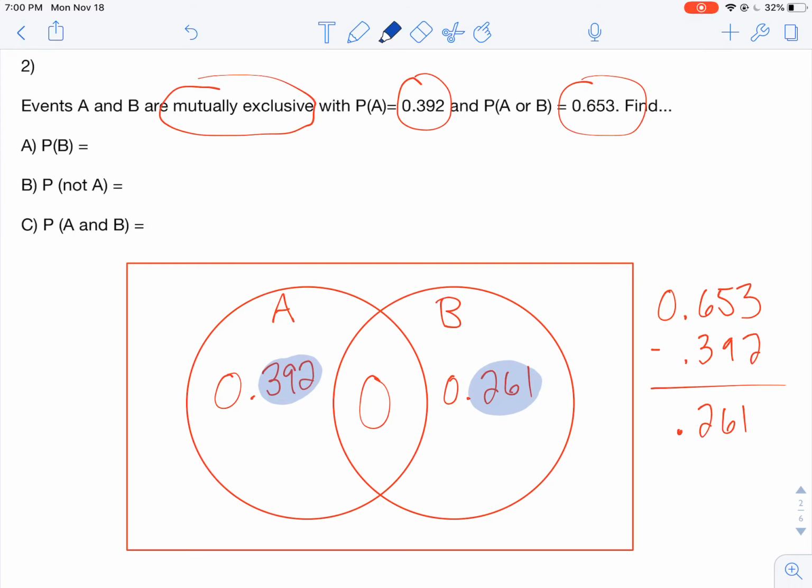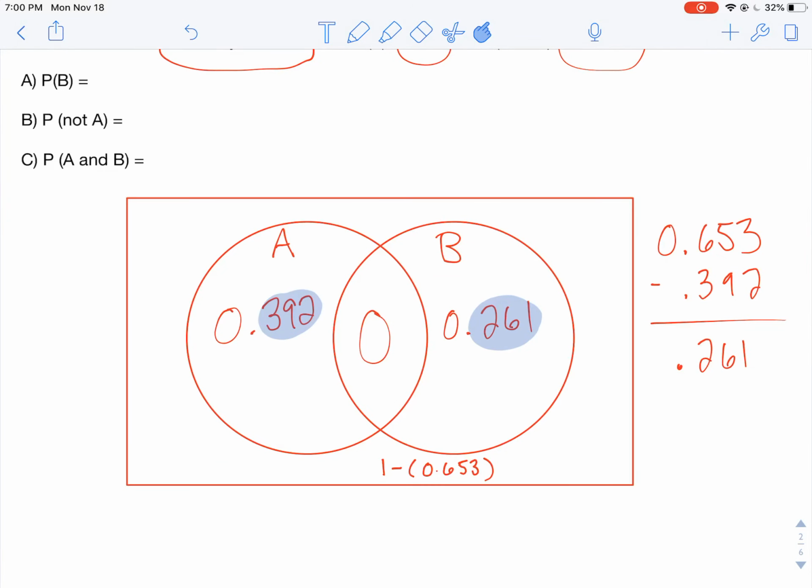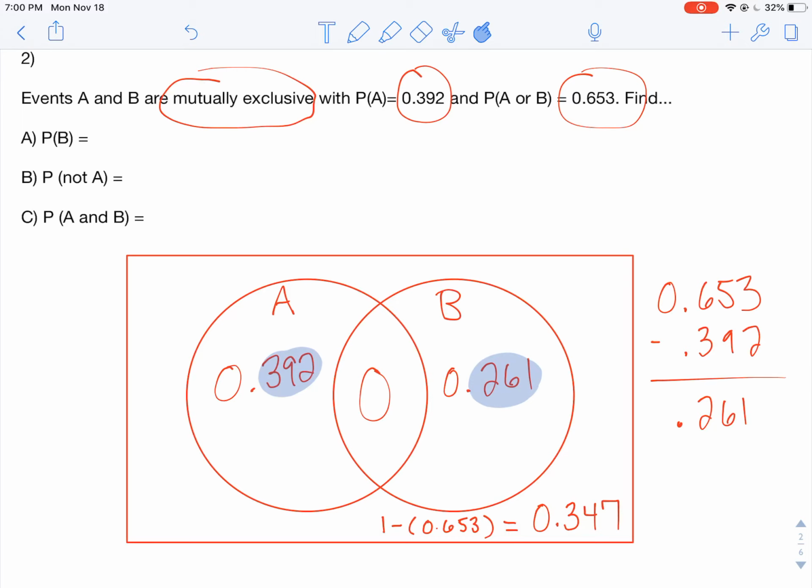So I'm going to zoom in a little bit here. I'm going to do 1 minus 0.653, which is the probability of A or B. And that's going to give me the probability of neither A nor B happening. So 1 minus 0.653, and I get 0.347. So now that I have my Venn diagram, I can start answering some questions. Probability of B, I already figured that out, 0.261.